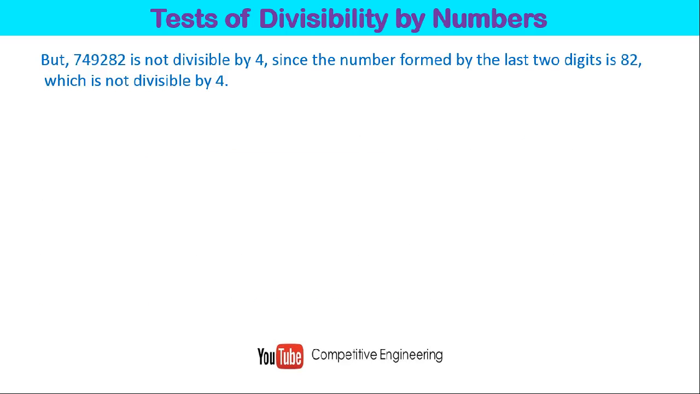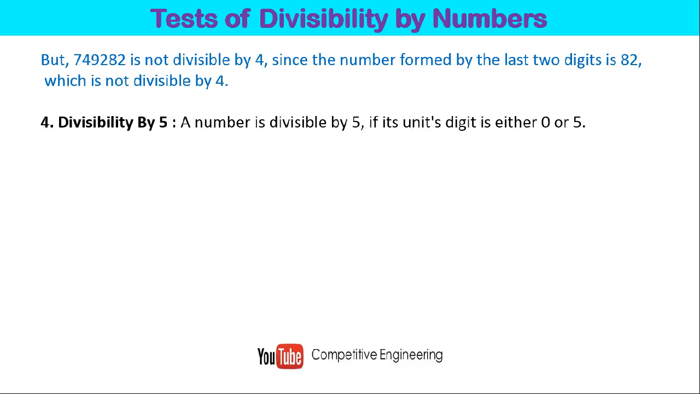Another example, 749282 is not divisible by 4 since the number formed by the last two digits is 82, which is not divisible by 4. Next, divisibility by 5.